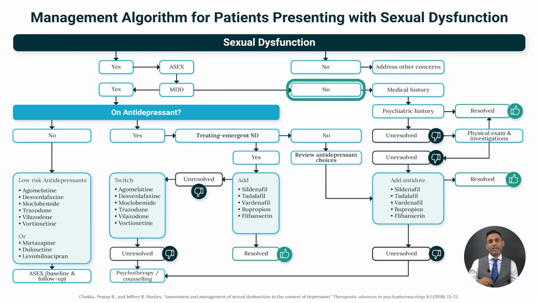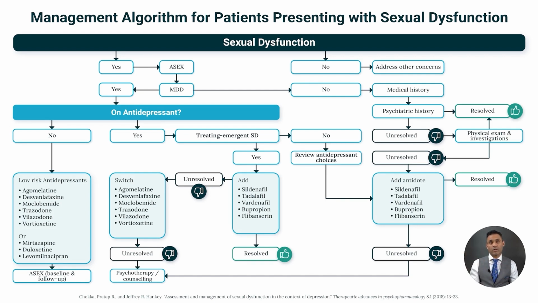If they don't have major depressive disorder and they have sexual dysfunction, then a proper medical evaluation becomes essential. In addition to the medical evaluation, a psychiatric history becomes important. As part of this evaluation, physical examination, investigations such as hormonal levels should be carried out and appropriately treated if there are abnormalities.